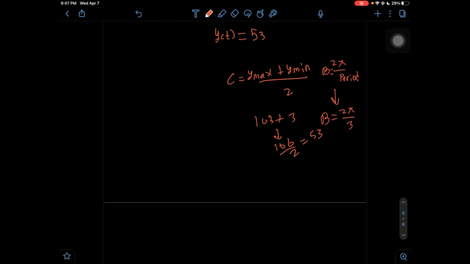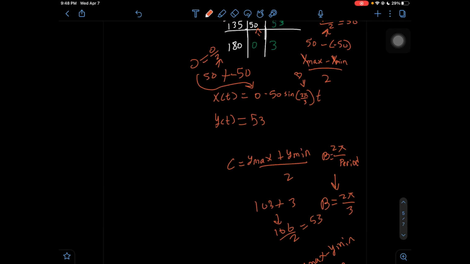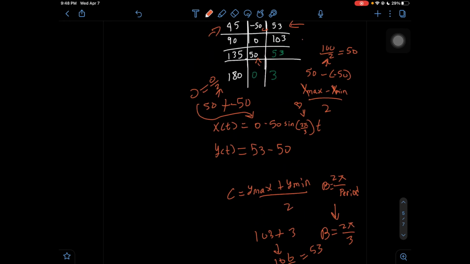Next, we have to find our amplitude. We said amplitude is y max minus y min, so we said the max was 103, the min was 3, 103 minus 3 is 100, divided by 2 equals 50. So we know the amplitude is 50. We said it's a negative cosine because it starts at the min, goes to the origin, and then goes to the max. So we have minus 50 cosine, same period, 2 pi over 3 times t. And that's basically it. This is the final answer to this last question.